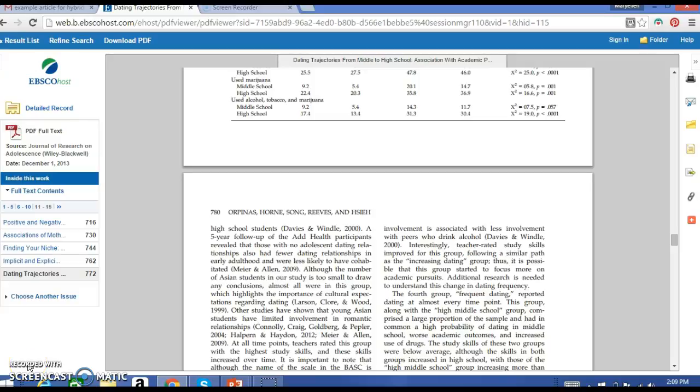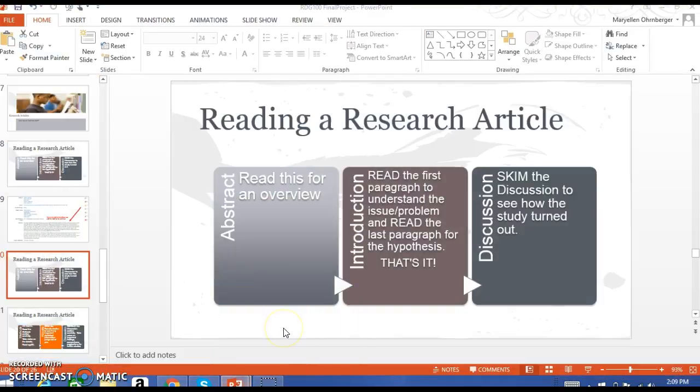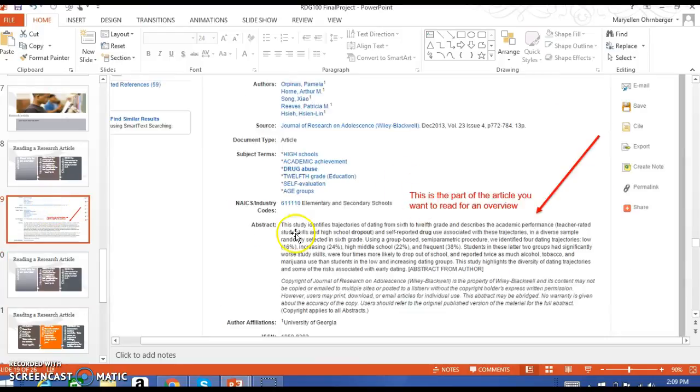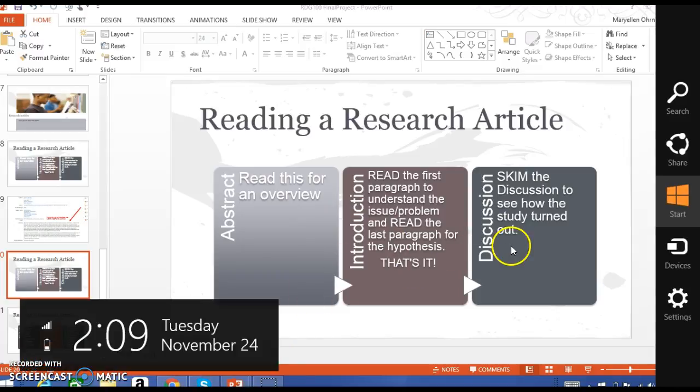Okay, welcome back to part two of our conversation about how to read research. In part one, we left off looking at the abstract and the introduction, which are the first two steps of a detailed reading of a research article, right? And then the next thing to do is to go to the discussion.